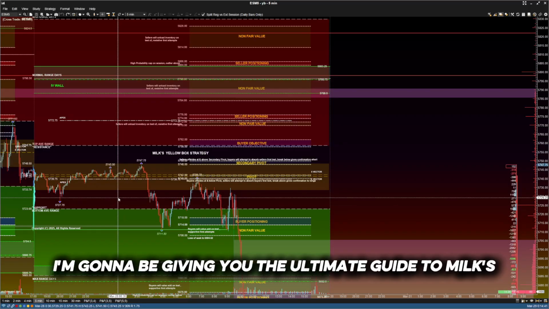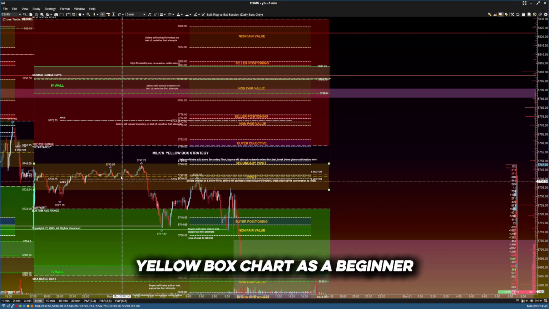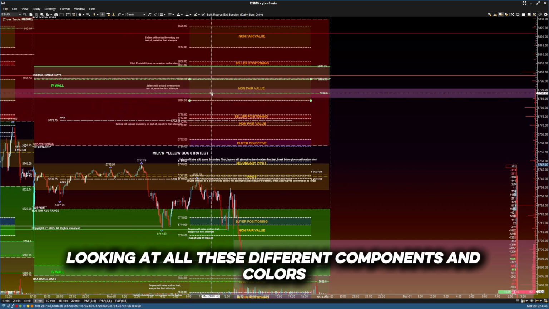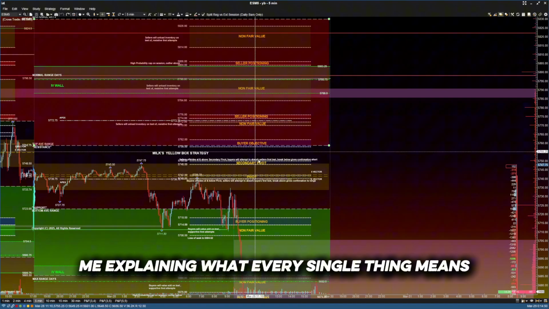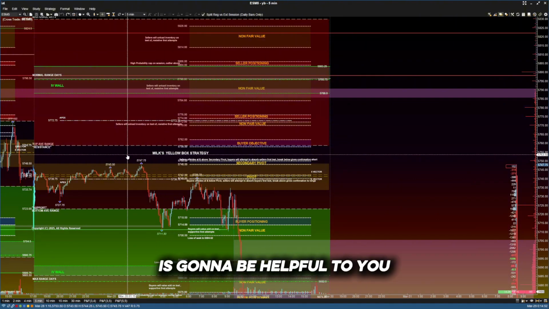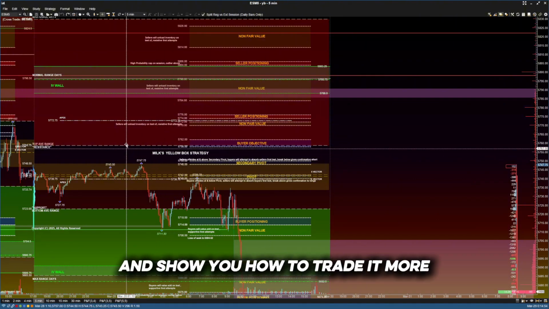Today I'm going to be giving you the ultimate guide to the multi-yellow box chart. As a beginner, I know looking at all these different components and colors can be overwhelming, so hopefully me explaining what every single thing means is going to be helpful to you and show you how to trade it more.